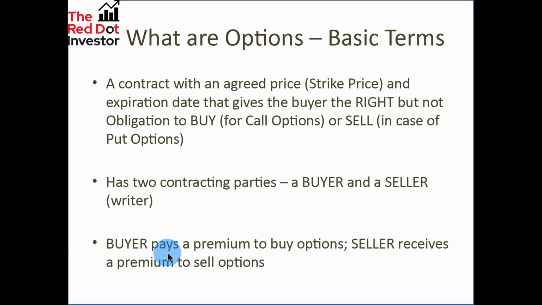And the buyer will pay a premium to buy the options. The seller in turn will receive a premium to sell the options. This we can apply to the common analogy of a deal. So in a deal, a buyer always pays something to buy something, and the seller should receive some money for selling something.